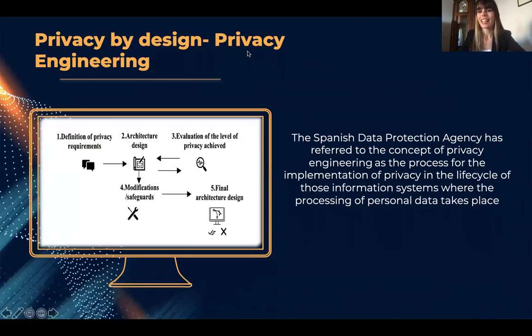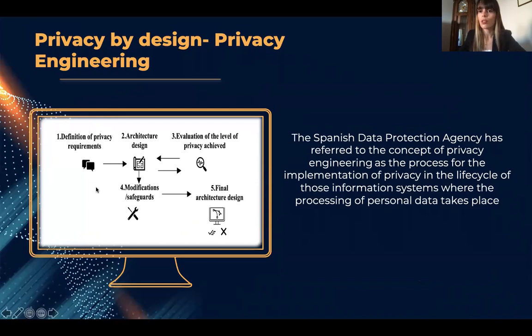So, well, basically, we could say that the inspirational source of our multi-phase data protection impact assessment is the concept of privacy engineering. In fact, the Spanish Data Protection Agency has referred to the concept of privacy engineering as the process for the implementation of privacy in the whole life cycle of an information system where the processing of personal data takes place. Let's say that in practice, this would materialize in a set of phases.